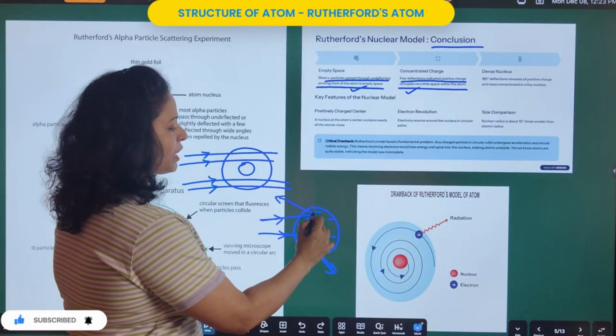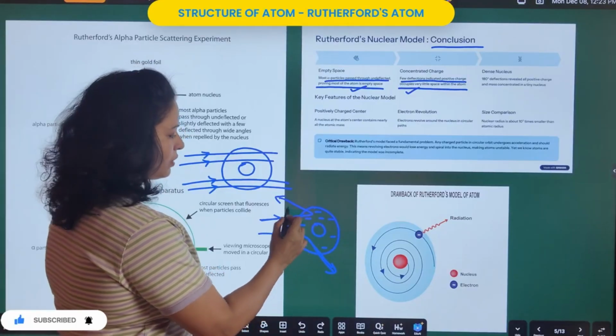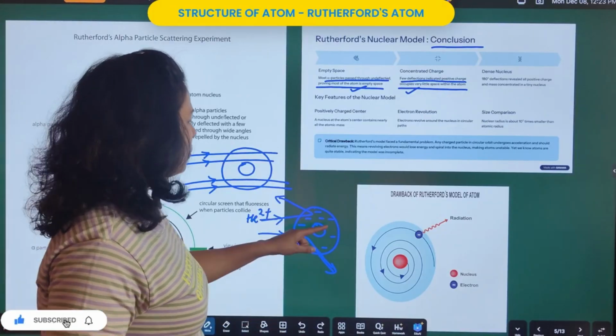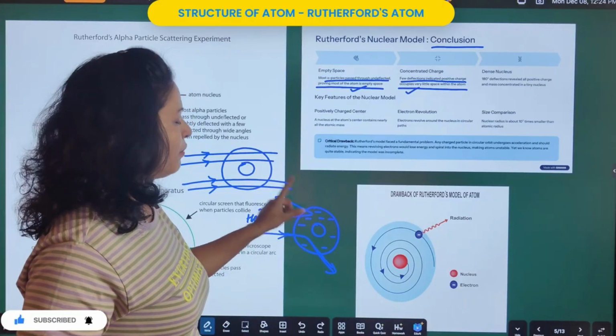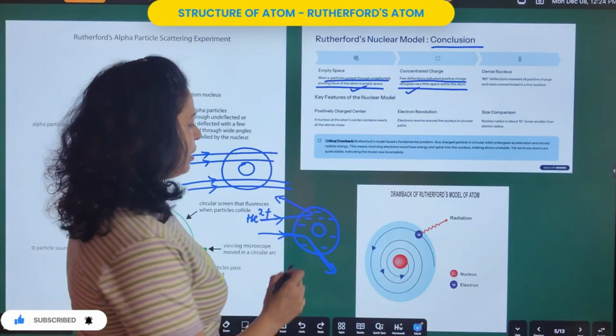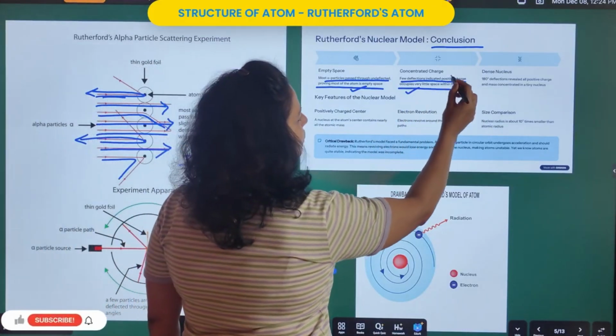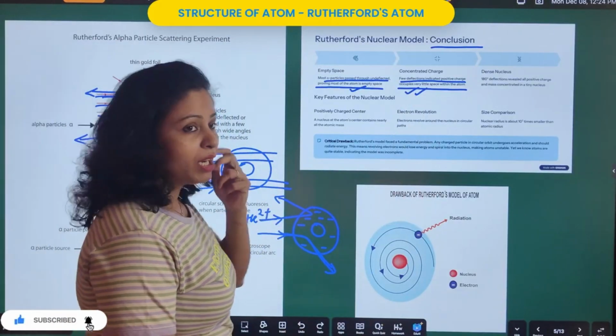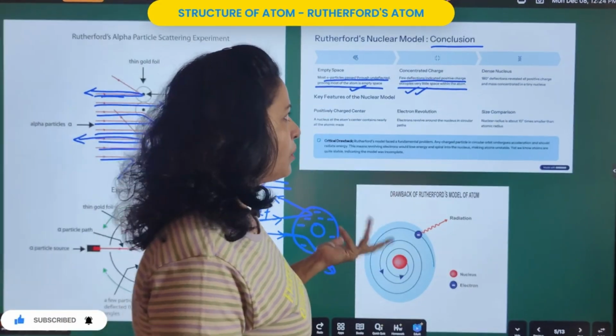Okay, because here there is attraction from the negative electrons, right? Because these are positively charged alpha particles, right? So because of that, deflection is seen, which suggests that the positive charges are very few in the empty space. Now where is this positive charge? Now that was the question.